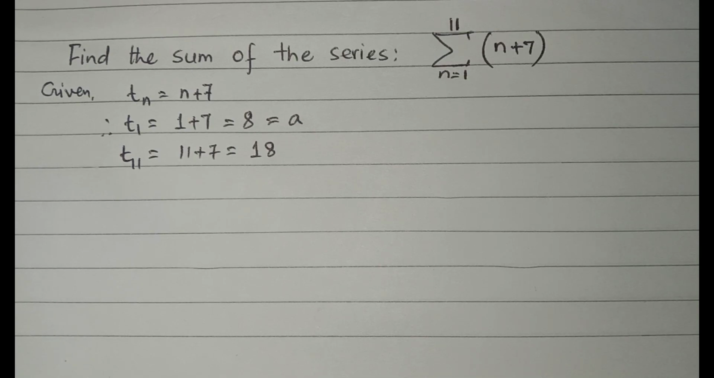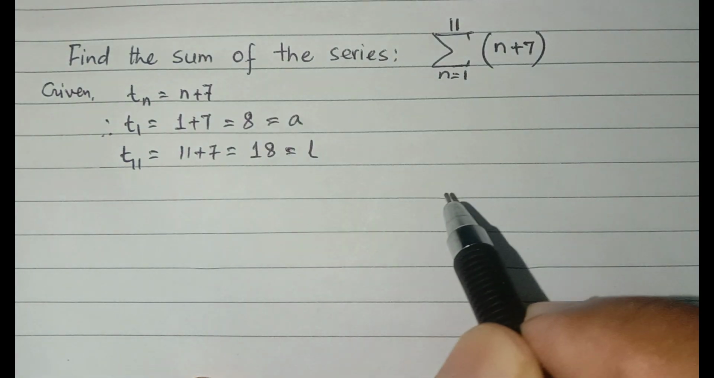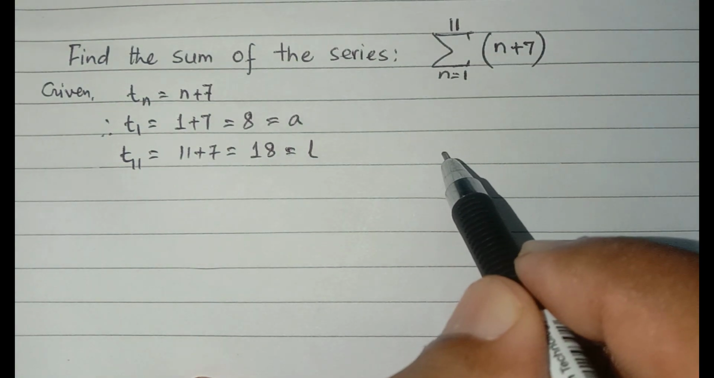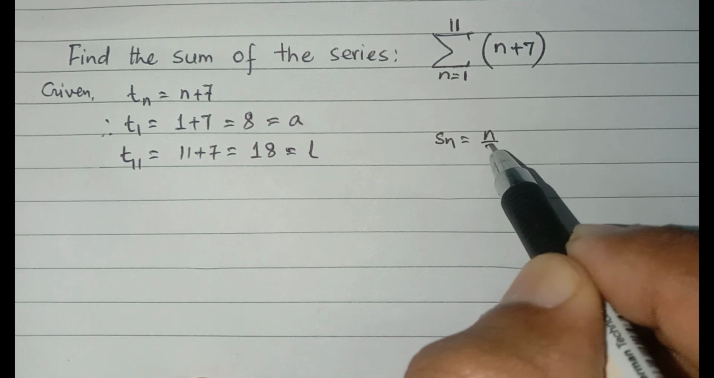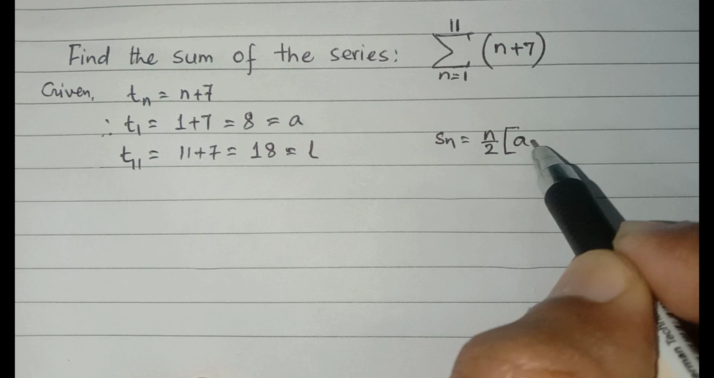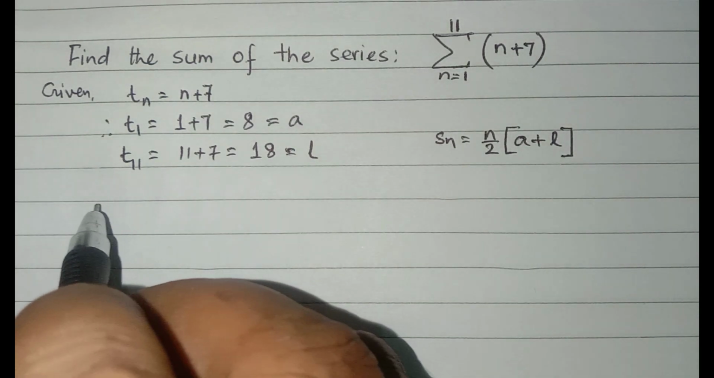In this series, the nth term is defined as n plus 7. Therefore, the first term t1 is 1 plus 7 equal to 8, and that will be denoted by a. And the last term, which is the 11th term, is equal to 11 plus 7 equal to 18, which is l. And when we know the first and the last term, the sum of this series is n by 2 times (a plus l). Okay, so we are going to use this formula here.